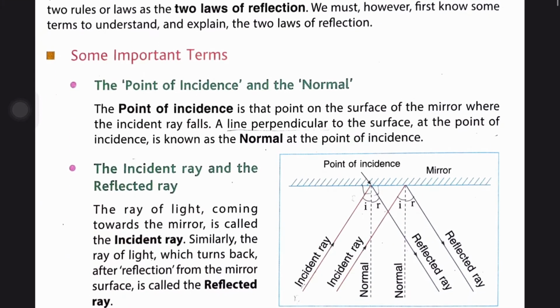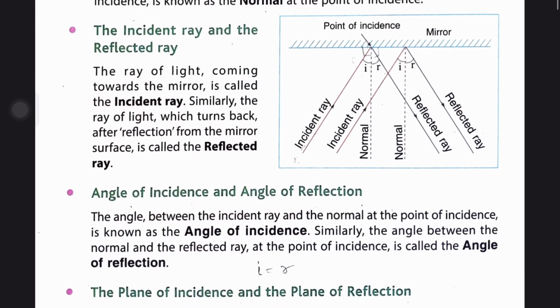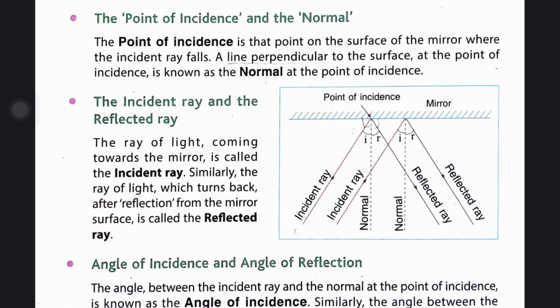So here are given some important terms. You should know about these terms so that you can understand very well. First, the point of incidence and the normal. The point of incidence is that point on the surface of the mirror where the incident ray falls. A line perpendicular to the surface at the point of incidence is known as normal at the point of incidence.